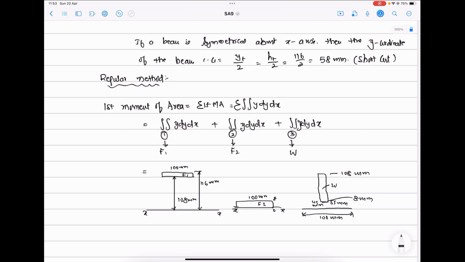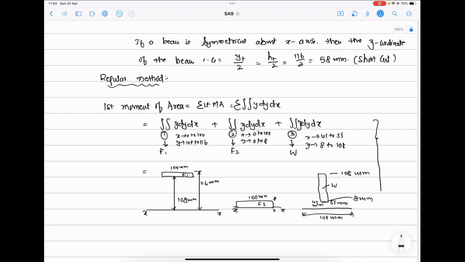Now, what is x varies from 0 to 100? X 0 to 100, Y 108 to 116. Here x varies from 0 to 100, Y varies from 0 to 8. Here x varies from 45 to 55, Y varies from 8 to 108.